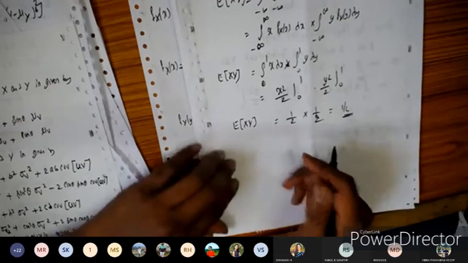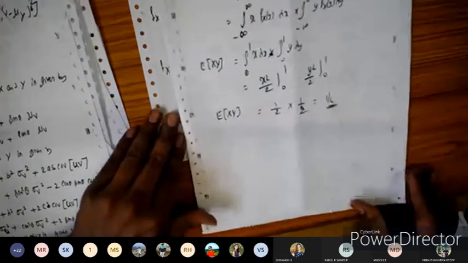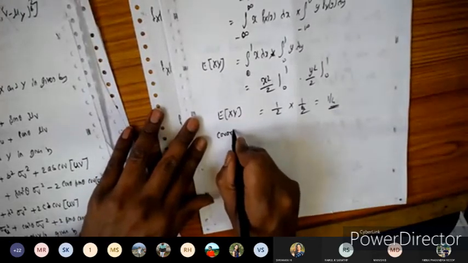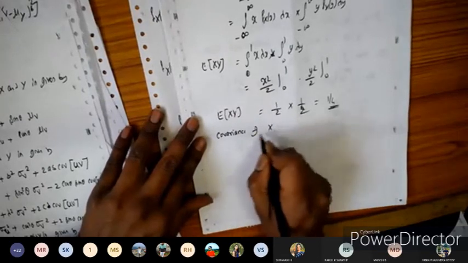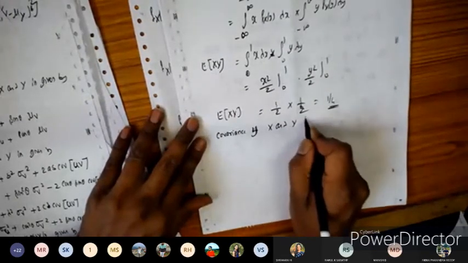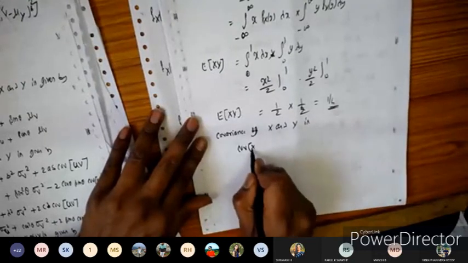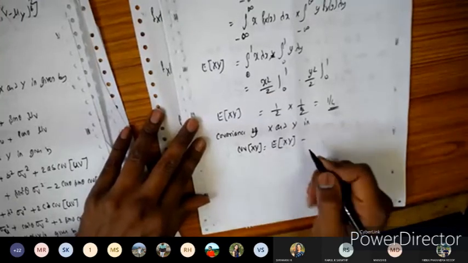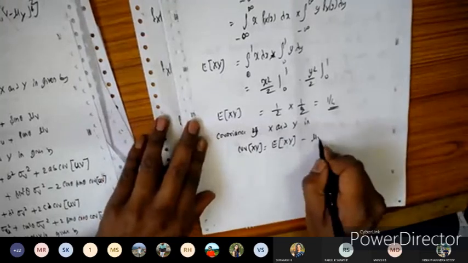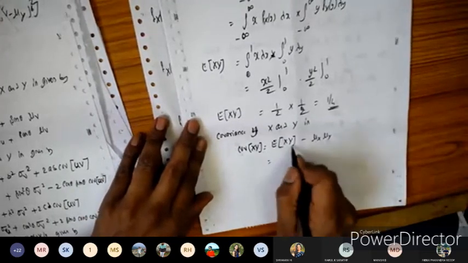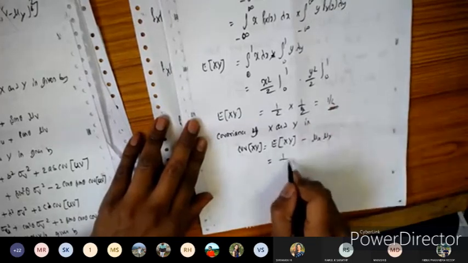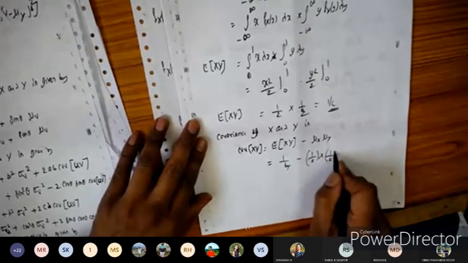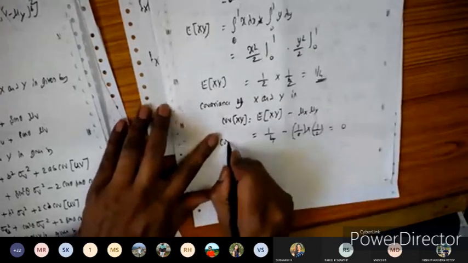Then similarly we have the covariance here. You can take the covariance of random variables x and y. The covariance of x and y is nothing but the expectation of x and y, that is the correlation, minus the product of the means, μx into μy. This expectation of x and y we already got, that is the correlation, minus the mean of this one is 1 by 2 into the mean of this one is 1 by 2. So this will become equal to 0.